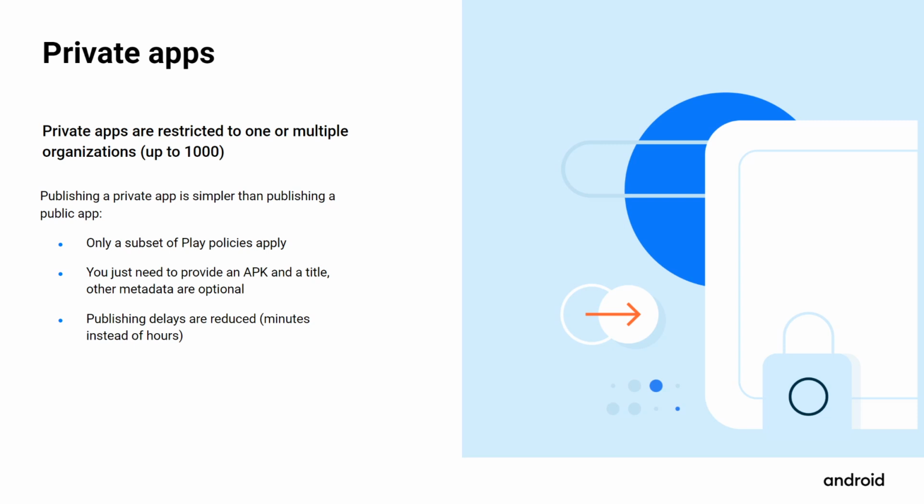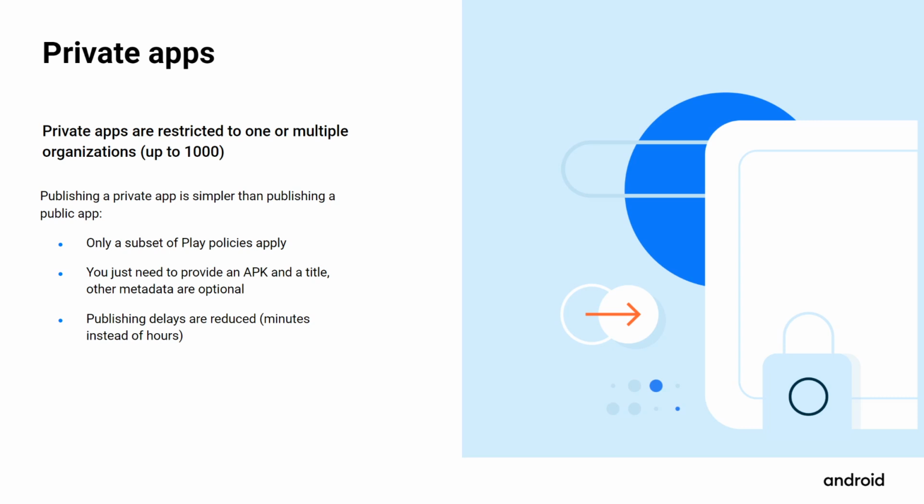Because these apps are not publicly available to all Android users, we give you more flexibility about what you can do with these apps. The set of Play policies your app needs to comply with is reduced. You can, for example, use permissions that are usually not available for public apps, like access to SMS or access to location in the background.